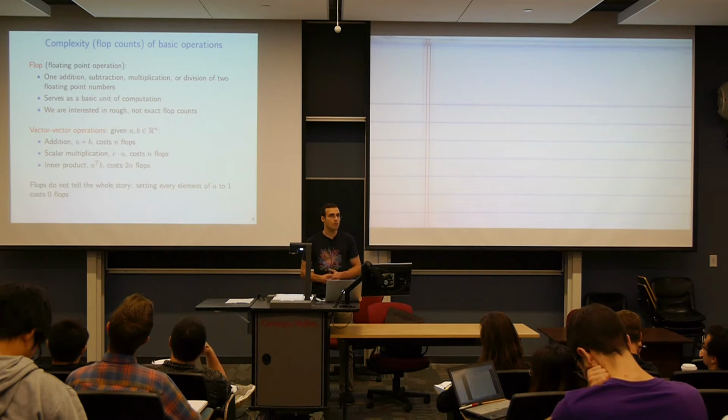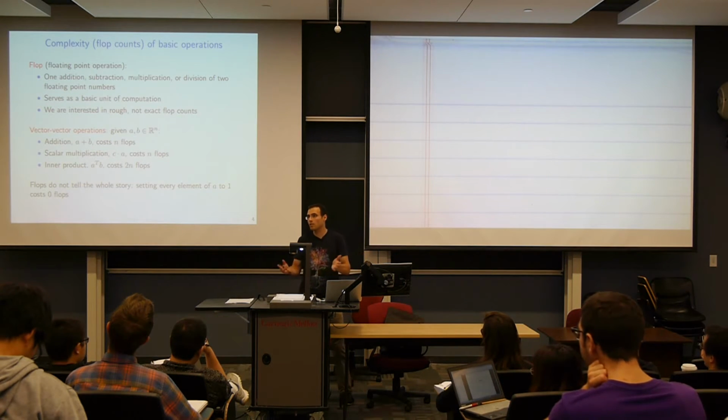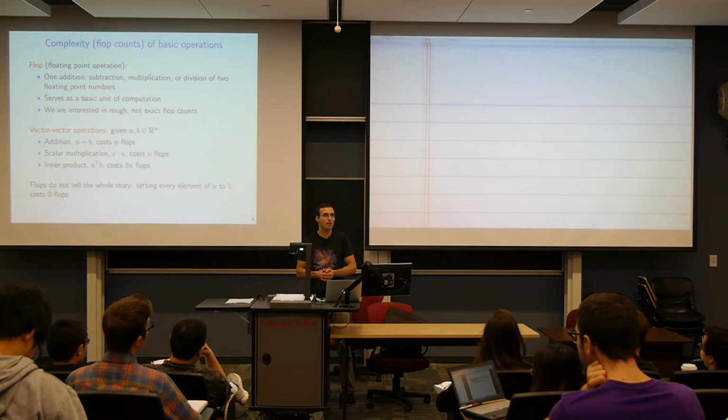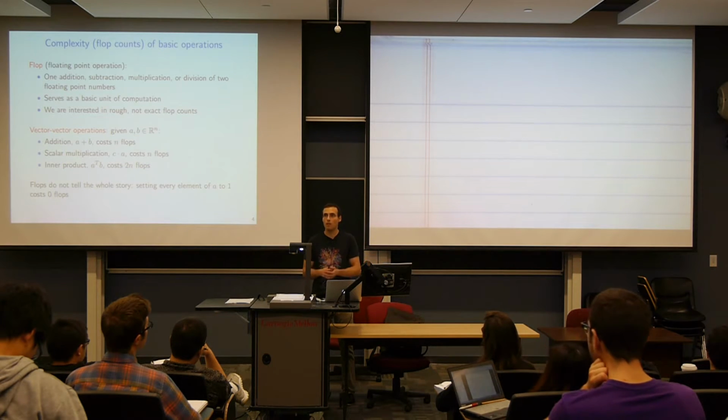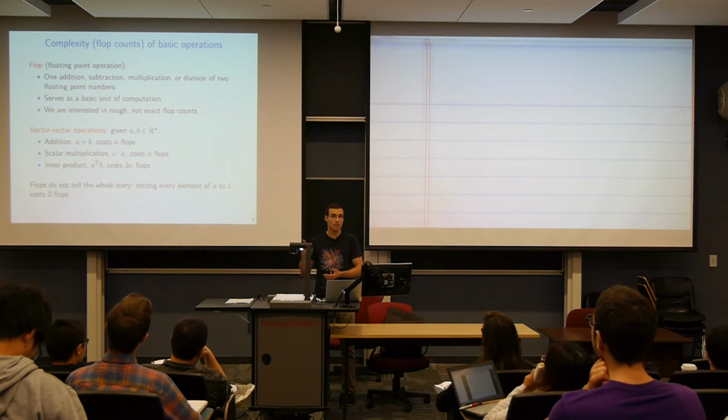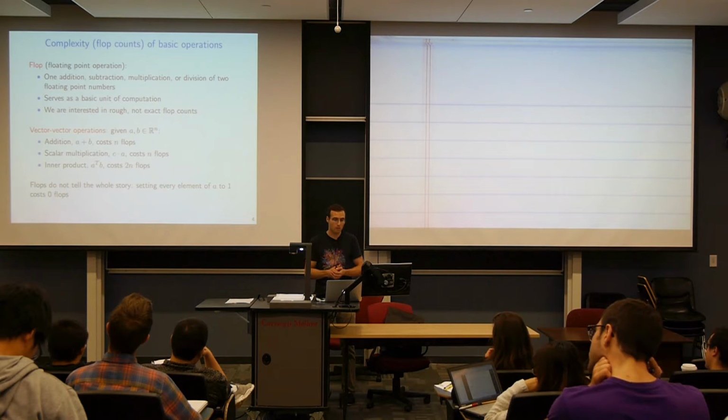It's not an exact model of the operations performed by your computer. For example, it doesn't count a comparison, right? If I just compare one floating point number to another, that costs 0 flops according to this definition. But you could still think of that as costing a basic unit of computation if you defined it in a more general sense.